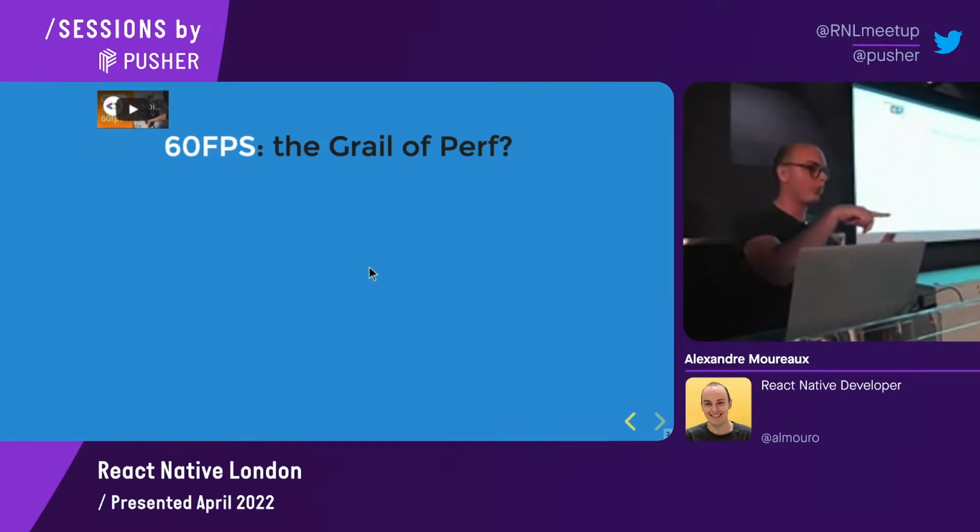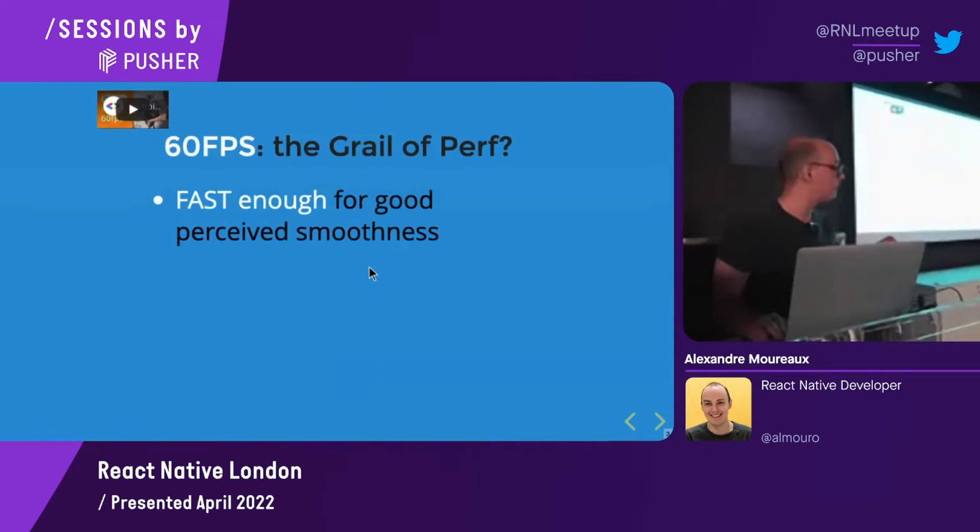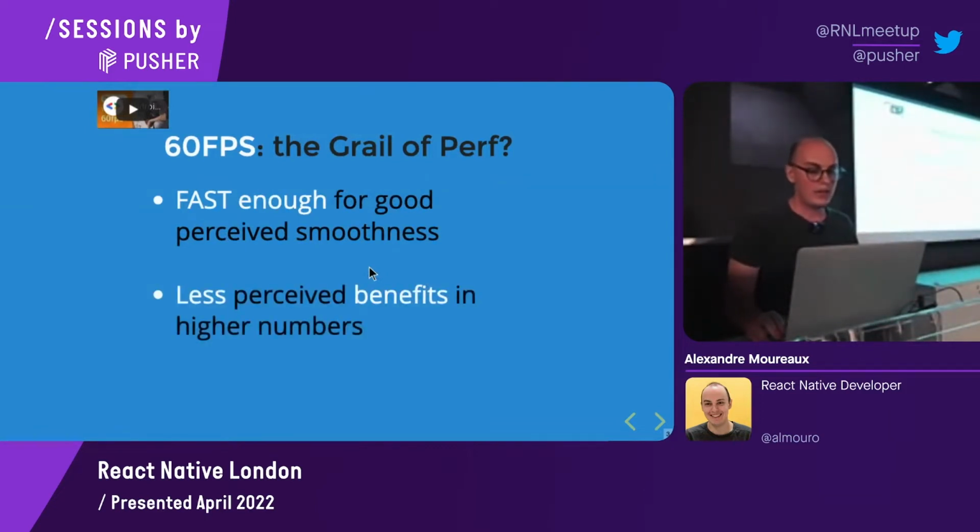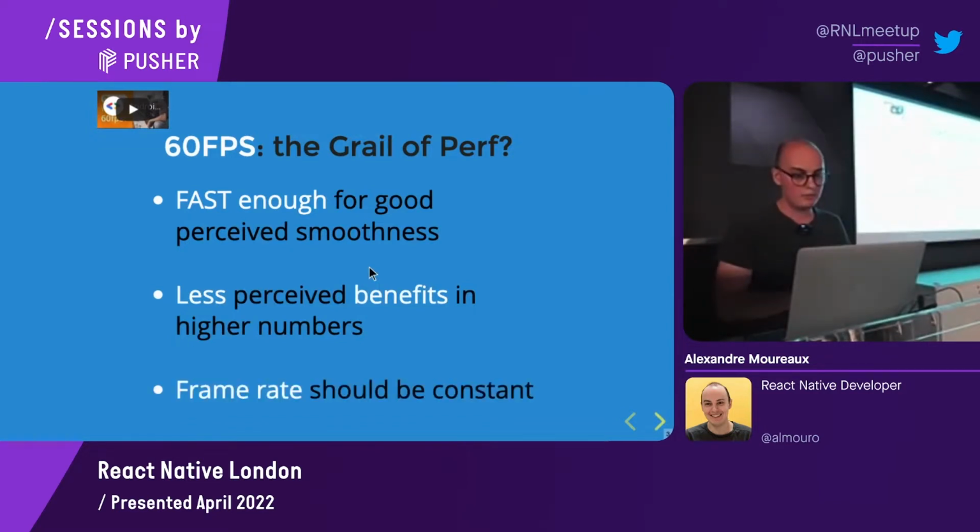So for example, if you scroll your device, your app is responsible for being able to show 60 images of your app per second, so that it feels smooth. So why 60? Well, it's fast enough for the human eye, usually. There's less perceived benefit in higher numbers, although that could be arguable. And one important thing is that the frame rate should be constant. If your app is displaying 60 frames per second, but suddenly it shows only 50, you could be like, 50 is close to 60. But actually, usually the human eye is very good at spotting issues like that.